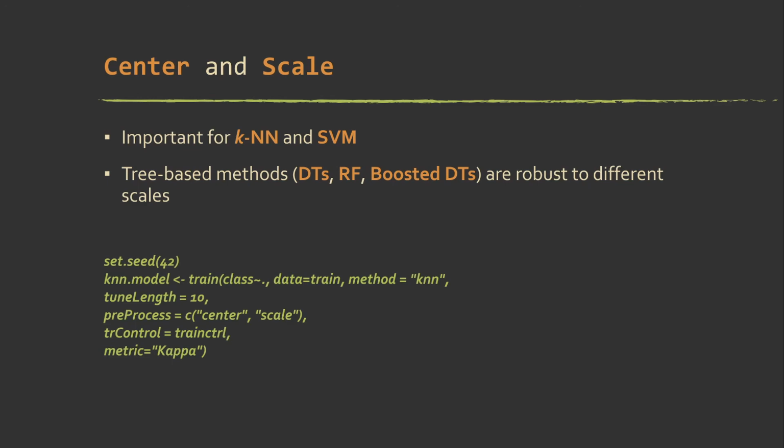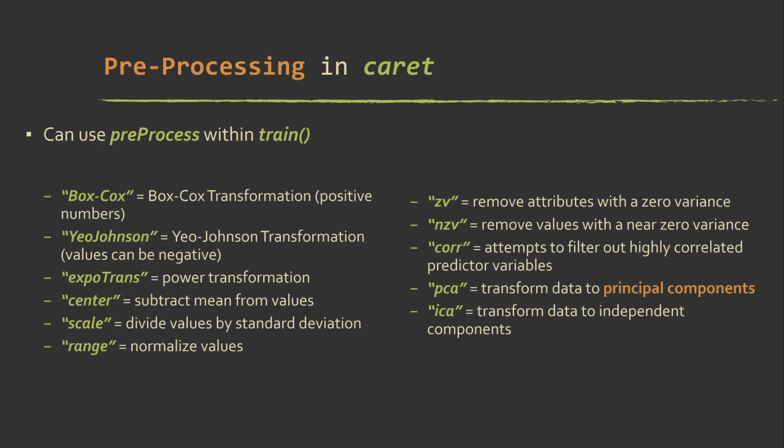Generally, if I'm going to compare a bunch of algorithms like SVM and random forest, or KNN and random forest, or whatever, I'll just center and scale for all of them just for consistency. So this is just one example applying two pre-processing transformations. But if we go back to this slide, there are other options.